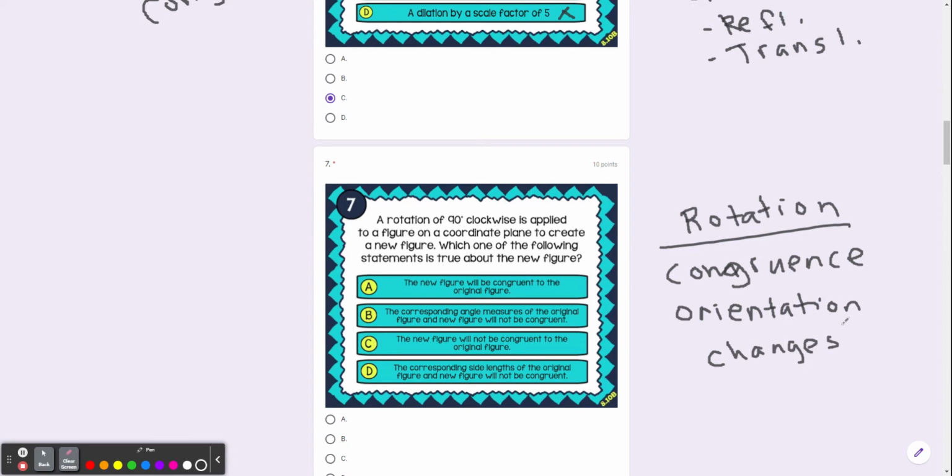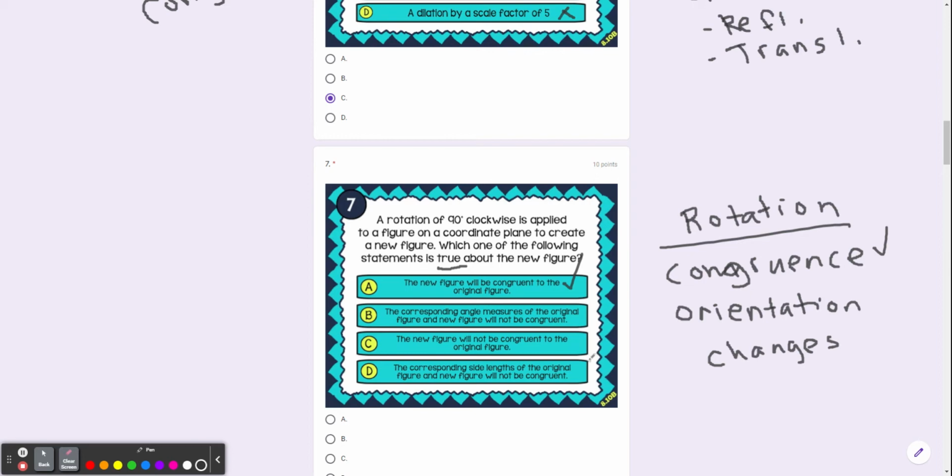So let's look at the answer choices. The first one says the new figure will be congruent to the original figure. And what did I say? Congruent, true. What are we looking for? True. So I'm looking at A is going to be the answer. Let me go to the next one.